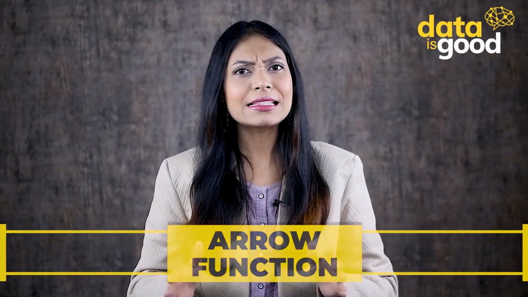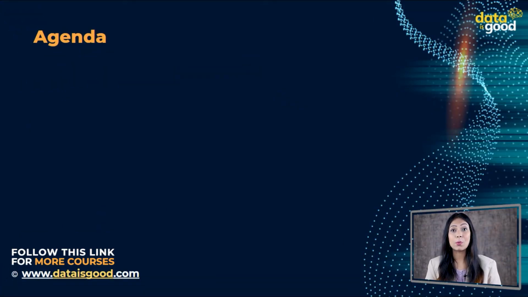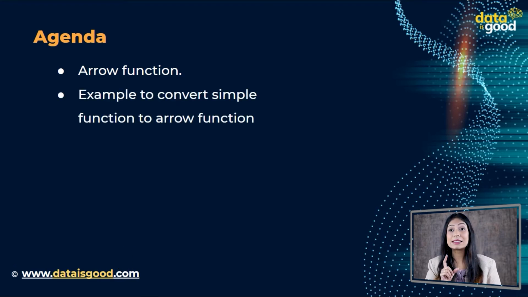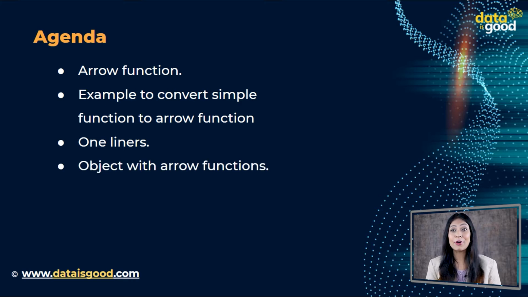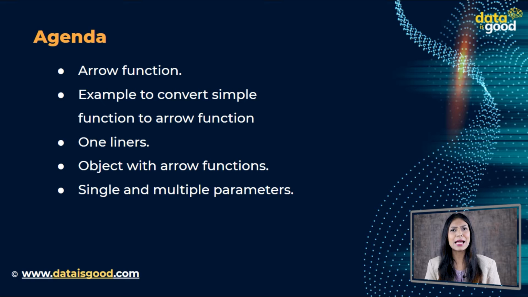But first, let us discuss the agenda of today's lecture. At first, we will see what an arrow function is. Then we will see an example to convert a simple function to an arrow function. After that, we will learn how to write a one-liner and how to create an object with the help of arrow functions. Then we will move forward and create an arrow function with single and multiple parameters. And at last, we will see a bunch of limitations of arrow function. In the end, there is an assignment for you.